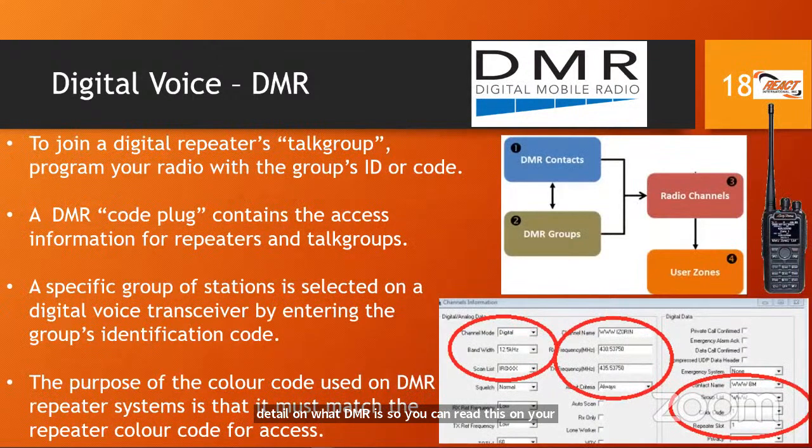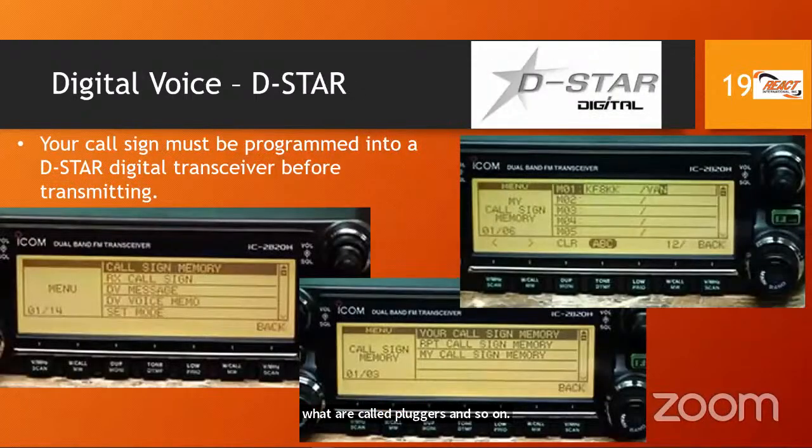A slide that talks a bit more about DMR and talk groups and what a code plug is and so on. So you can read that on your own time. Also, a little bit of information about D-Star and what the settings on a D-Star radio would look like. If you have a D-Star, you have some settings that you have to put in for D-Star to work. So you have to configure your radio.